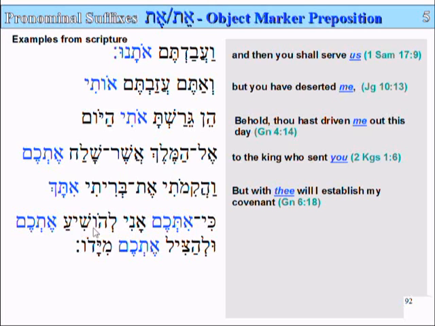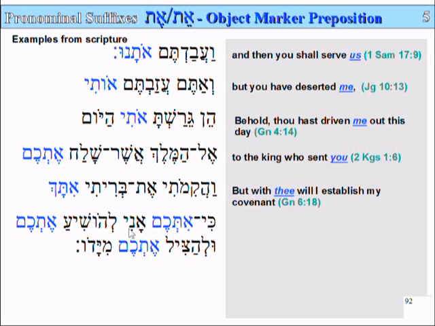Lehoshia, to save. This is where we get Yeshua's name from. It comes from the same root, to save. And originally Joshua was called Hoshea, and then it was changed to Yehoshua, as we say Joshua. Hoshea is also the name of the Israelite king. And it's the first of the minor prophets, it's called Hoshea. Also related to the lost tribes, the 10 tribes.